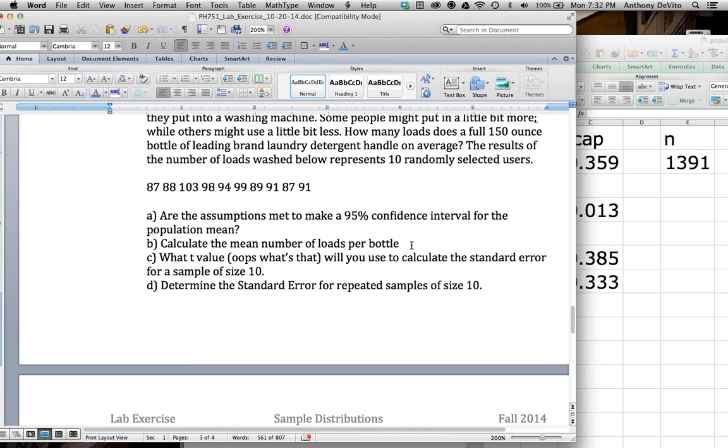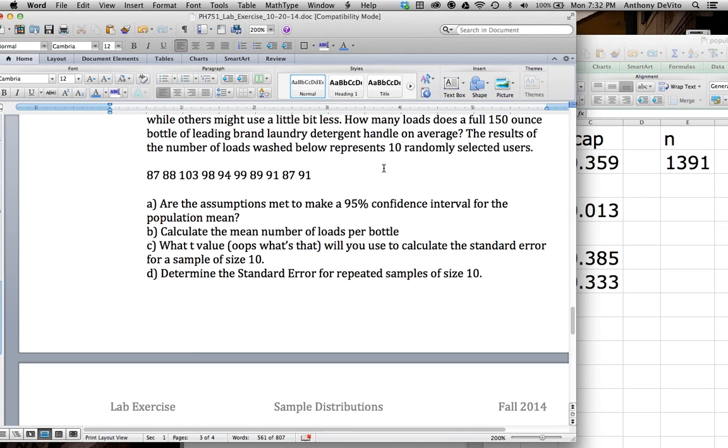How many loads does a full 150-ounce bottle handle on average? The results of the number of loads watched represent 10 randomly selected users. Okay, so now these are 10 people that reported how many washes they got out of the same bottle of detergent solution.